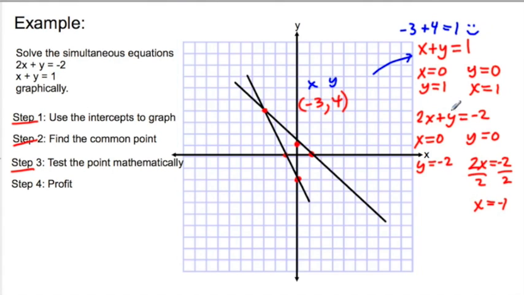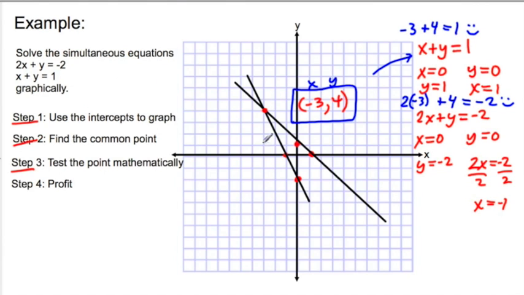That's true. Now I'm going to take a look at 2x plus y equals negative 2. So 2 times negative 3 plus 4 equals negative 2. Is that true? Negative 6 plus 4 does equal negative 2. That is true. So graphically, I can see that negative 3, 4 is a solution of the simultaneous equations 2x plus y equals negative 2 and x plus y equals 1.